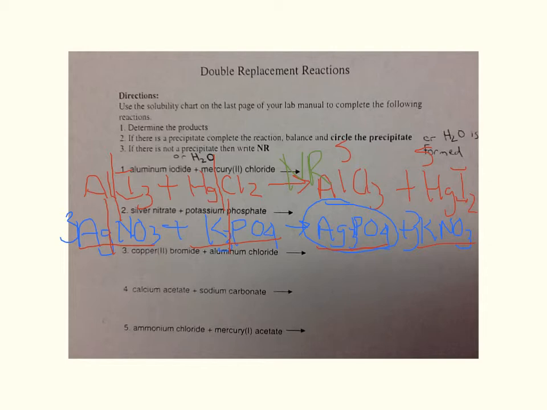Remember, we're looking for a precipitate or water formed. Either one of those will indicate that the reaction occurs. We found that in rule number 5, it said silver phosphate is insoluble. If it's insoluble, that means that it will not remain in solution. It will make a precipitate. And then KNO3 is soluble, so it will remain in solution. All right, you go ahead and try the rest. I'll check your answers when I get back on Monday.